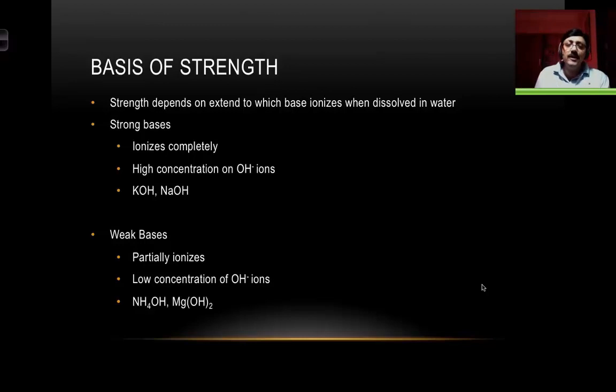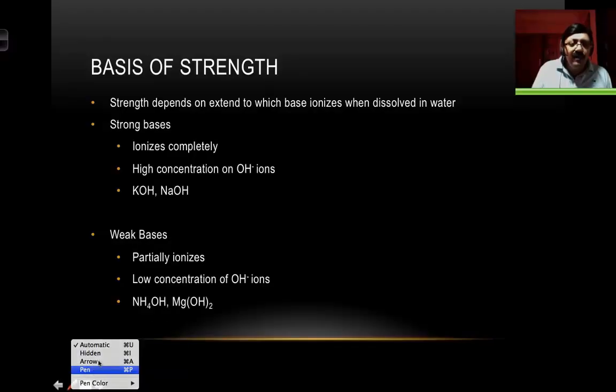Now, what about weak bases? Weak bases don't ionize completely, right? They only partially ionize, and due to that, the concentration of hydroxyl ions will be far lower when compared to a strong base. Examples are ammonium hydroxide, magnesium hydroxide and so on. So these are all again bases, but weak bases, because they partially ionize, and so when they are dissolved in water, the concentration of hydroxyl ions is lesser. So that is the classification of bases based on strength. I just want to also elaborate. When you say ionize, what does it mean, right? Now just to write it down.